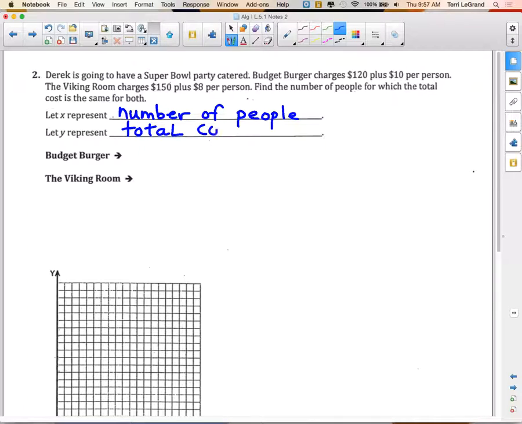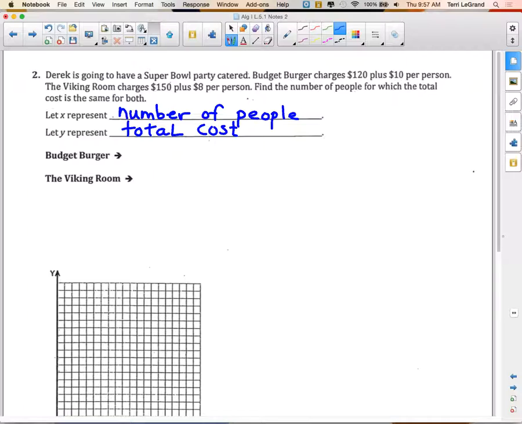Remember, our dependent variable, Y, depends on our independent variable, X, the one that's in control. Okay, now we have to set up an equation using our X and Y. And sometimes, in situations such as this one, you can pit one against the other. One of them has their own equation. What would it cost you to go with Budget Burger for your party? The other one, how much would it cost you to go with the Viking room?